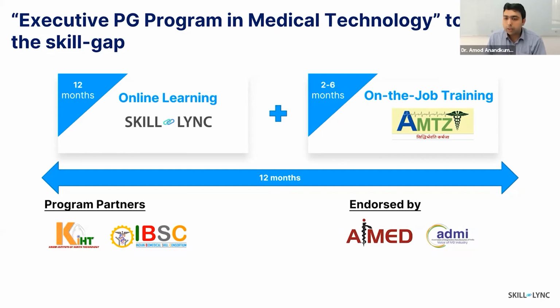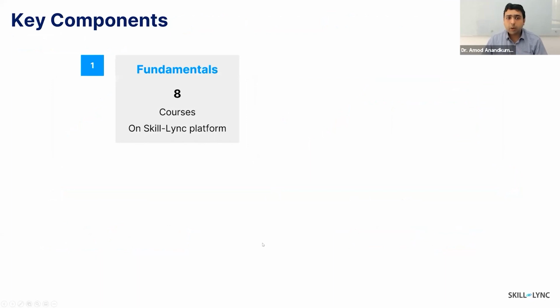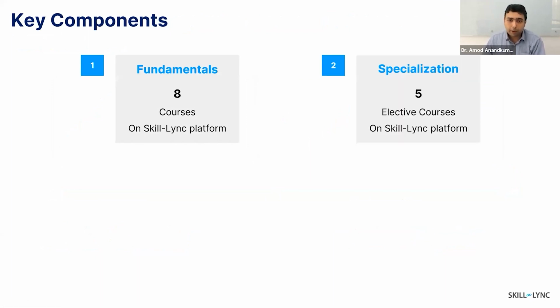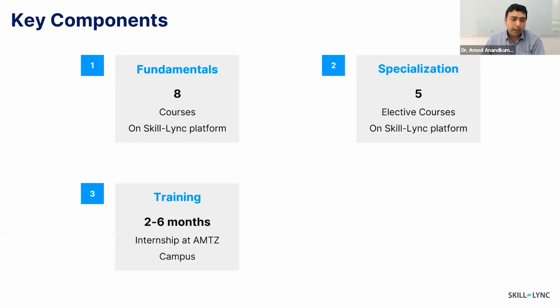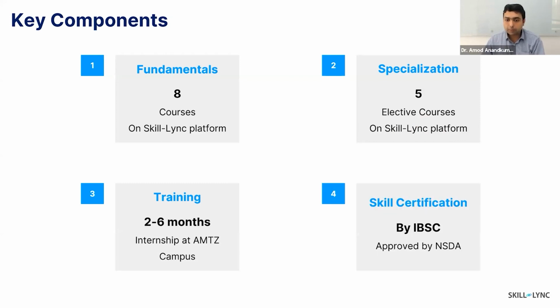Let me walk you through all the different courses that are a part of the Executive PG program in medical technology. Here, the students would first undergo a series of 8 fundamental courses on the Skill-Lync e-learning platform. Then they will also have 5 specialization courses that they can complete, again in online mode. And this will then be augmented by the 2 to 6 month training at the AMTZ campus and the associated companies within the AMTZ ecosystem.